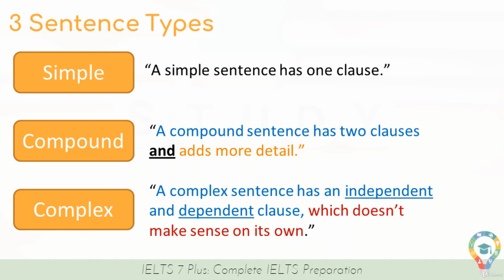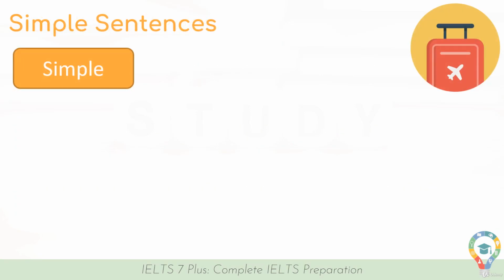In red, I've highlighted which doesn't make sense on its own. Now, on its own, that part of the sentence, you wouldn't really understand what the point is. But when the red part is added to the blue part, or the dependent clause to the independent clause, it does make sense. A complex sentence has an independent and dependent clause, which doesn't make sense on its own. I'll show you some more examples later on in this video. So let's take a look at some examples for simple sentences. A simple sentence has one clause, and I'll show you examples on the topic of travel.